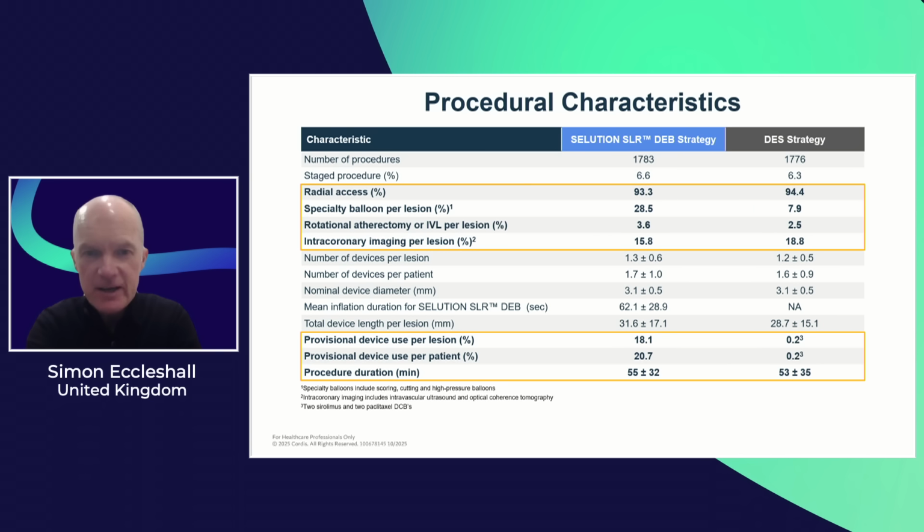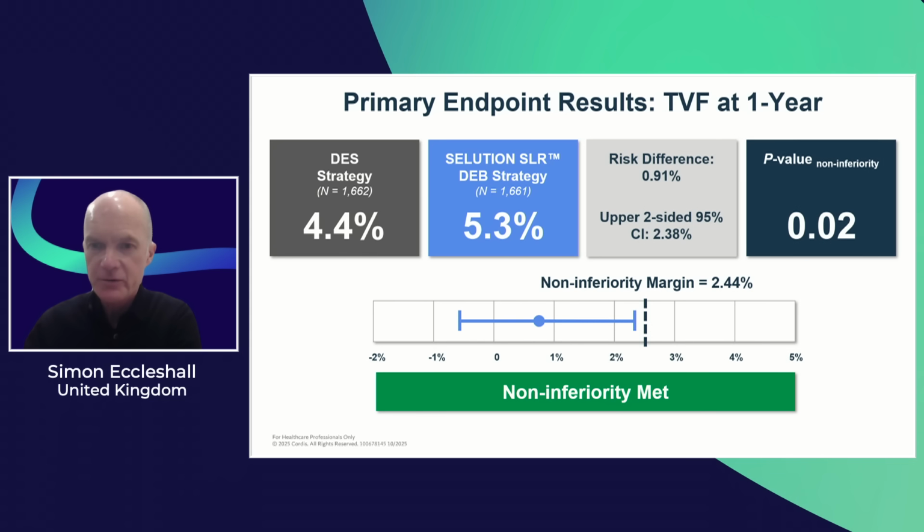The stenting rate per patient in the DEB arm was around 20%, as in 80% of patients completed all of their procedures without the need for a stent. The procedural duration time is actually quite long, suggesting that we were doing quite complex patients and quite a few lesions and vessels. Here's the primary endpoint that I'm sure you've already seen.